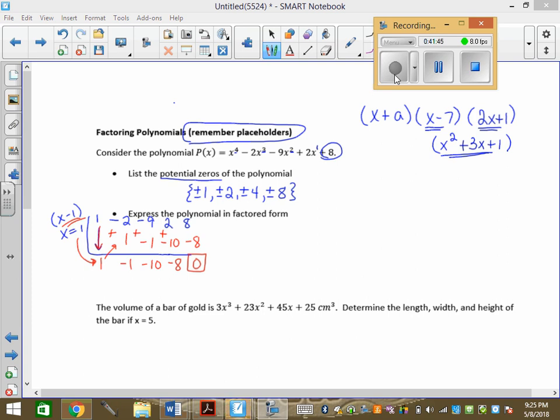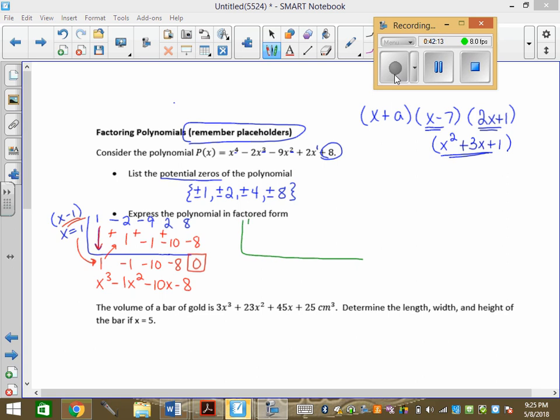Now, every single time you do synthetic division, it knocks it down a degree. So it was an x to the 4. This is now 1x cubed minus 1x squared minus 10x minus 8. And if I couldn't break this down by synthetic division, then my factors would be x minus 1, bracket, x cubed minus x squared minus 10x minus 8. I would just be done. But I can break it down, so I'm going to do another synthetic division.